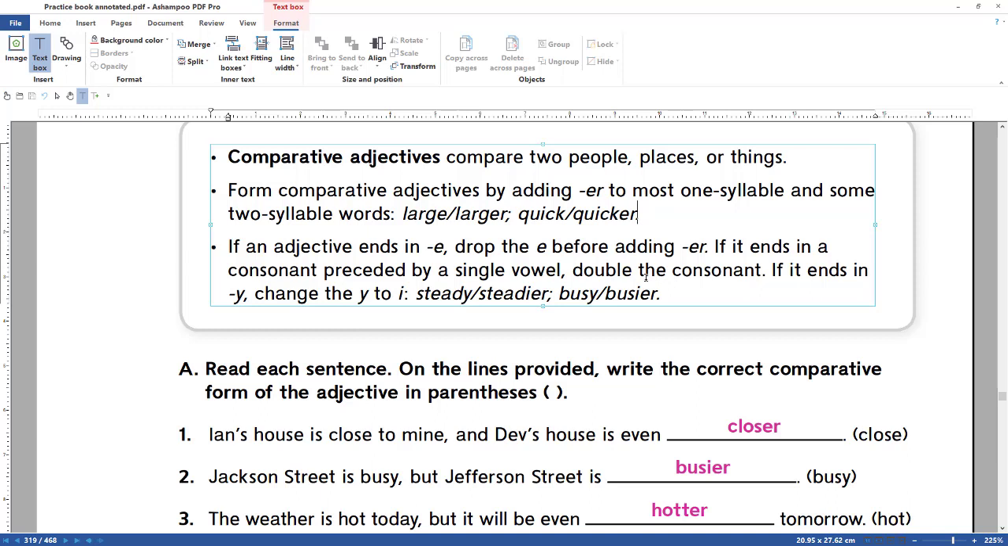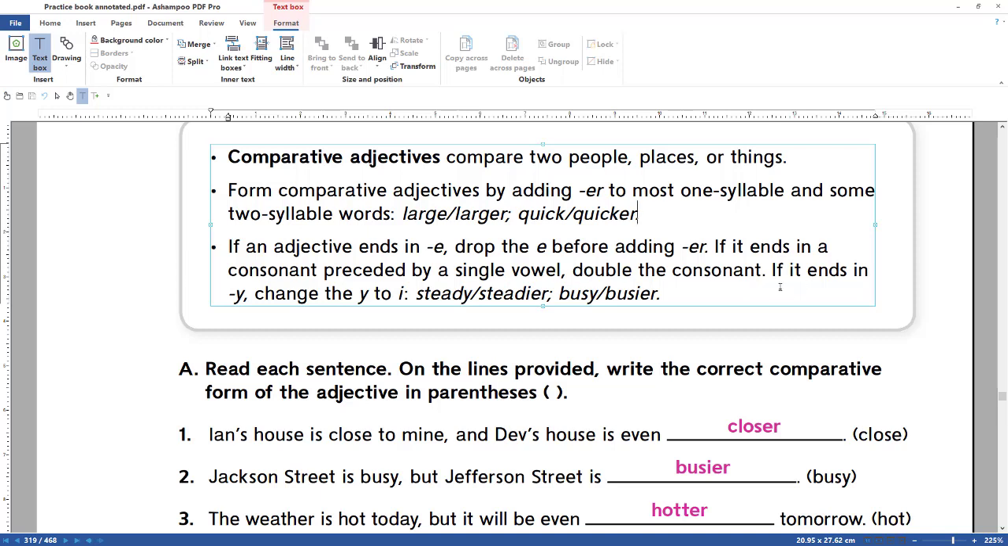So again, if the word has a consonant at the end and before this consonant a vowel, like one of the five letters that you know, A, E, I, O, and U, in this case we will just duplicate or write the consonant twice, then we will add the er to compare between two people, places, or things.